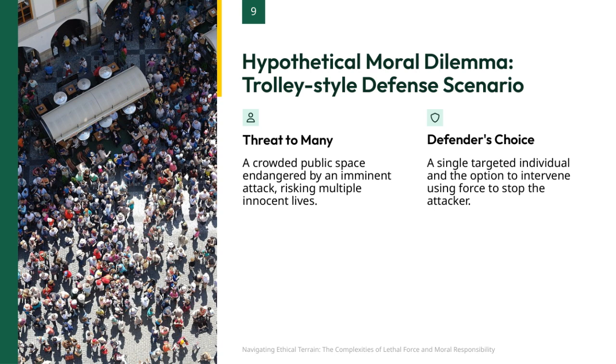Here, force can be used to stop the attacker, represented by the shield icon, but it raises questions about intervening directly. This scenario challenges us to weigh the value of many lives against the actions taken to protect them by potentially using force on one. The image helps us visualize the crowded area, emphasizing the complexity and urgency of such decisions in public safety.